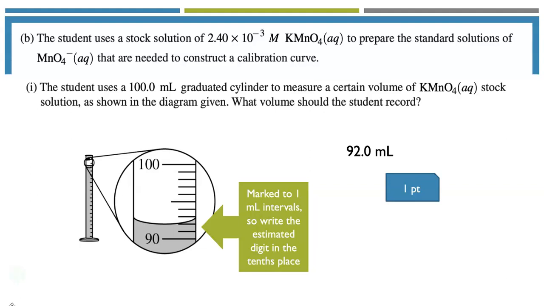And that's what you needed to write down to earn 1 point for part 1 of part B. I'm not sure if this was the question that was scored for significant figures, but my guess is this is the one. Your answer needed to be reported to the tenths place, and it needed to be about 92 milliliters.